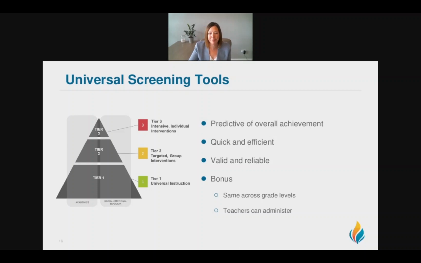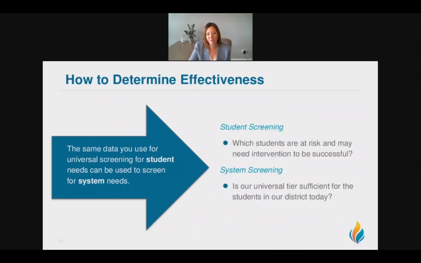And you can see the obligatory pyramid here, the MTSS pyramid, that shows across both academics and behavior, we should be collecting these universal screening data. And so once we have these data, the same data that you use to screen universally for student needs, so you're asking which students are at risk and may need additional intervention to be successful, you use those same data to ask questions about your tier 1 or universal instructional system.